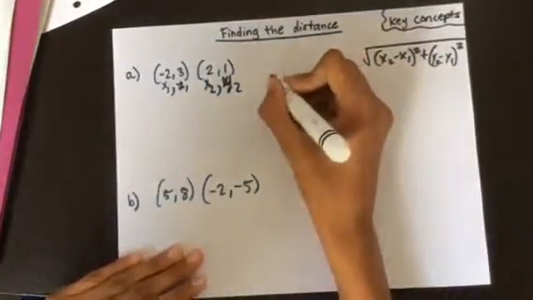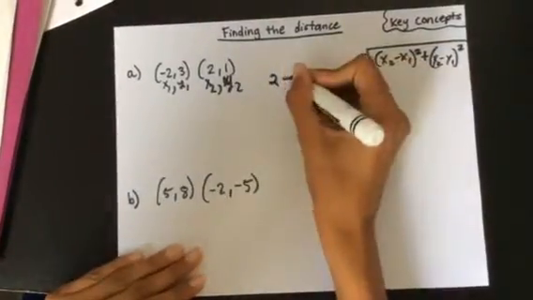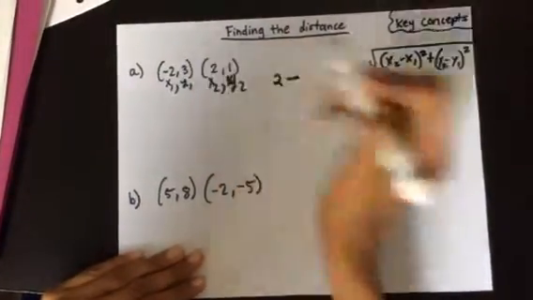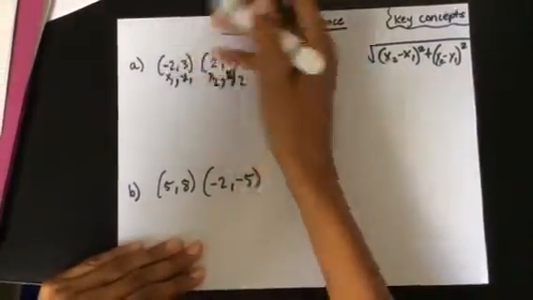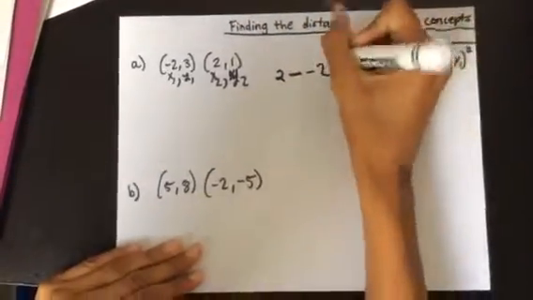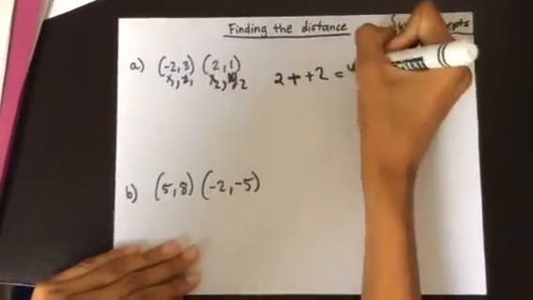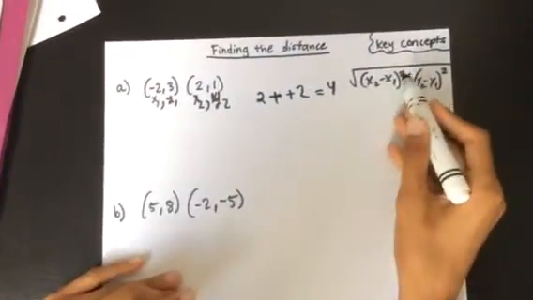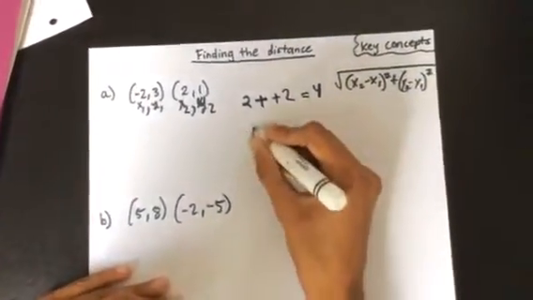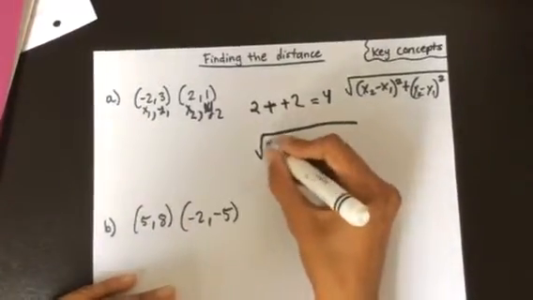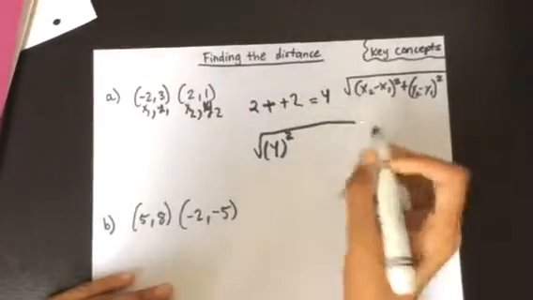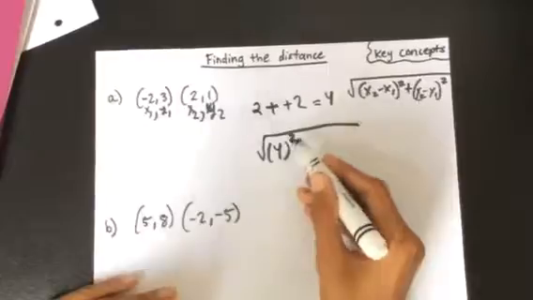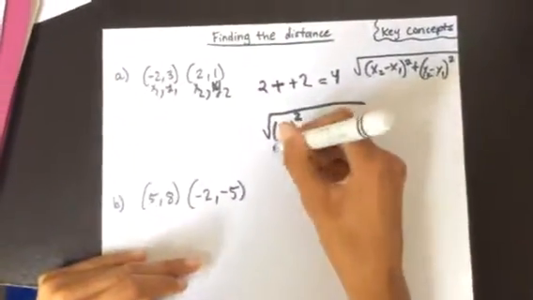X sub 2 is 2. So we're going to go ahead and write 2, and we're going to subtract that by x sub 1, which is negative 2. Then you would get 4. So since you know that it's 4, your new equation becomes 4 squared. When you've done 4 squared, you would get 16.